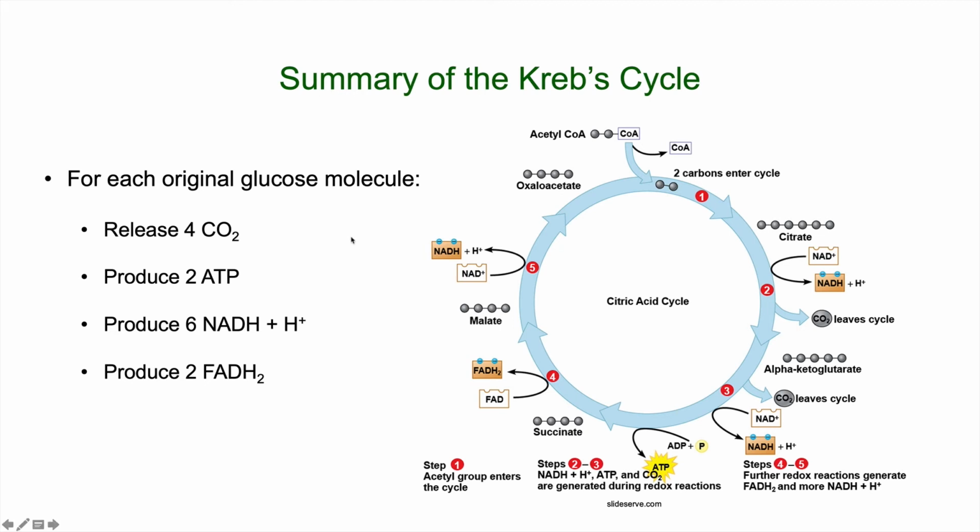And there's still potential energy in all of these reduced electron carriers. At this point, the 6 carbons that came in from our initial glucose molecule have all been lost as CO2. 2 were lost during the oxidation of pyruvic acid. The other 4 were lost here.